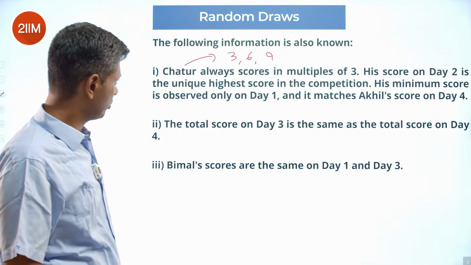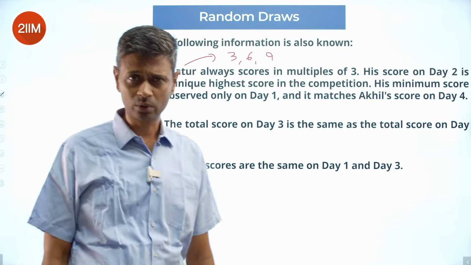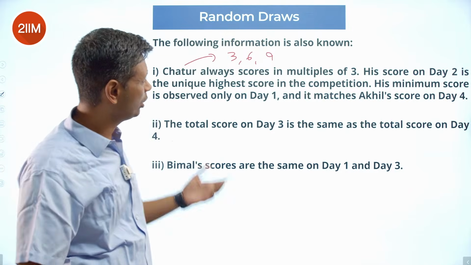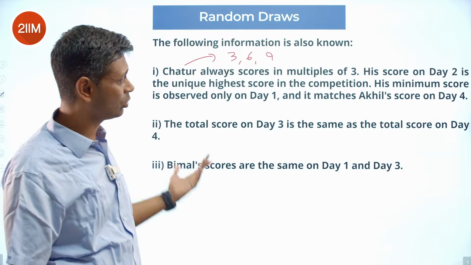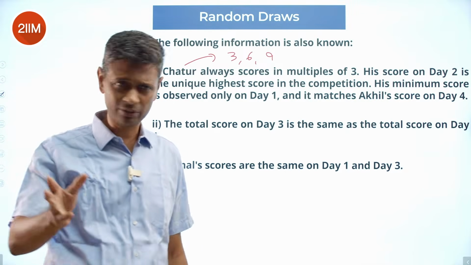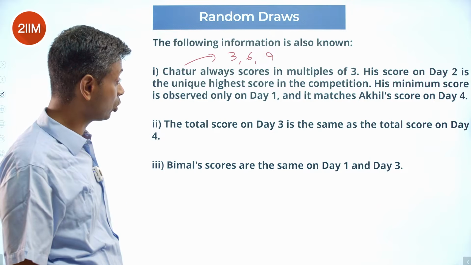His minimum score is attained only on day 1 and it matches Akhil's score on day 4. Minimum score is probably going to be 3, and the day 2 unique highest score should be 9, likely. We'll verify this. The total score on day 3 and day 4 is the same.